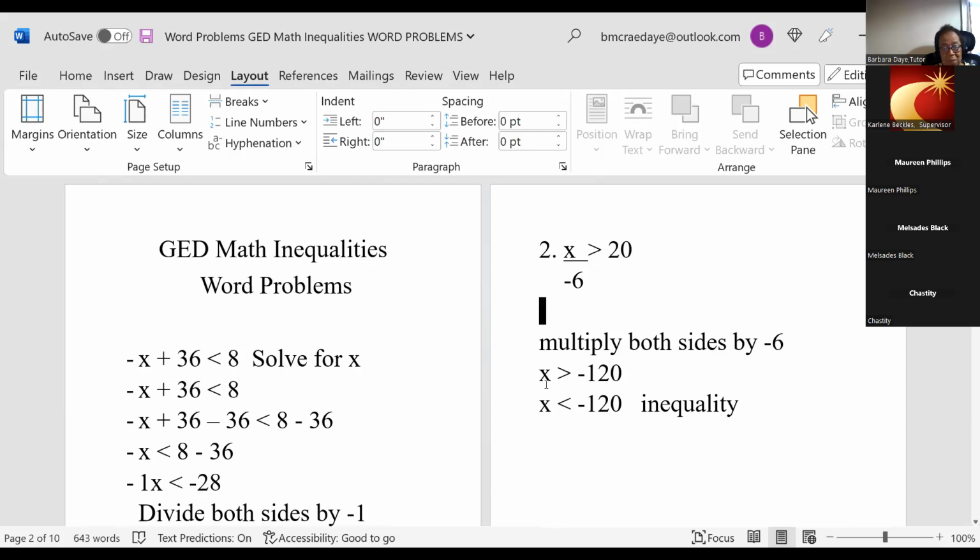Okay, then I reverse my sign because I multiplied by a negative. So your inequality answer would be x less than -120. Got it? Yes, thank you, miss. Any questions? No, thank you, miss. You need to be able to do these inequalities, whether they involve multiplication, division, subtraction, or addition. Just remember, you pair them as opposites.